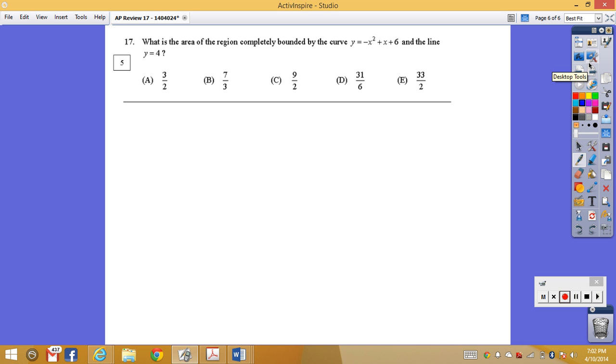Alright, this guy. So it says, what is the area of the region completely bounded by this curve and this line? You actually can do this problem without drawing the curve at all. So I'm going to just show that you can do it. So in this case, if I'm not going to draw the curves, first step is to find the intersections.